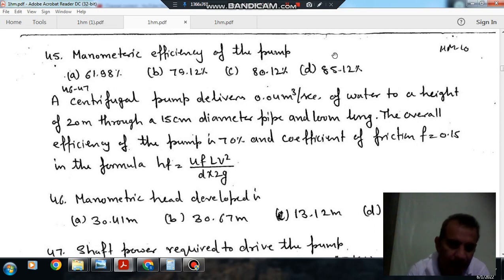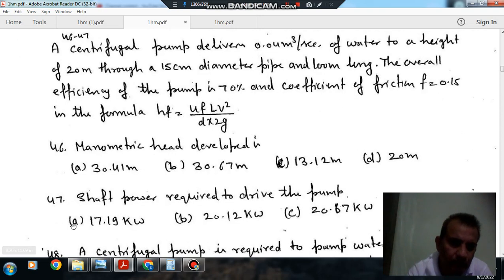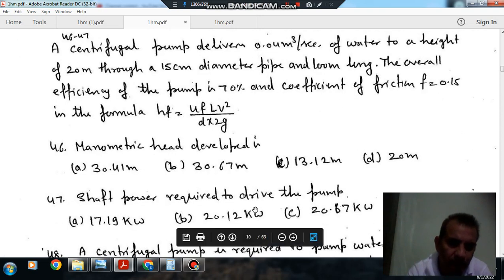Question number 46: the manometric head is, option A 30.41 meter, option B 30.67 meter, option C 30.12 meter, and option D 20 meters. And question number 47: the shaft power required to drive the pump is, option A 17.19 kilowatt, option B 20.12 kilowatt, option C 20.67 kilowatt, option D 19.17 kilowatt.